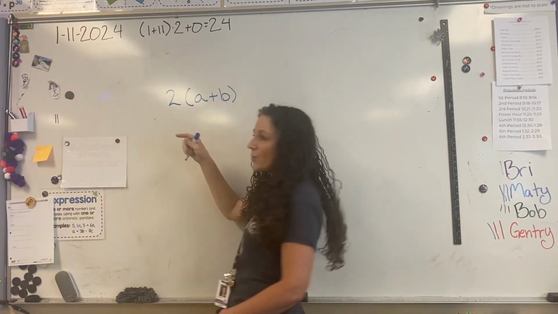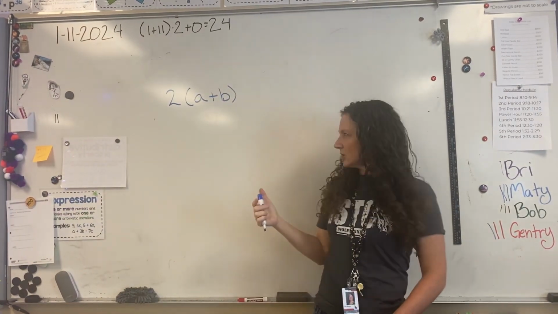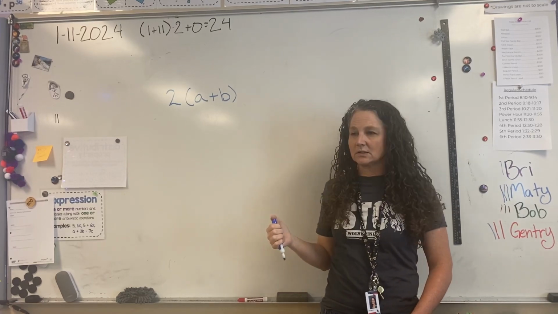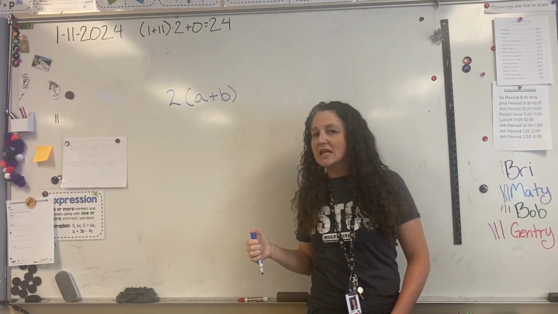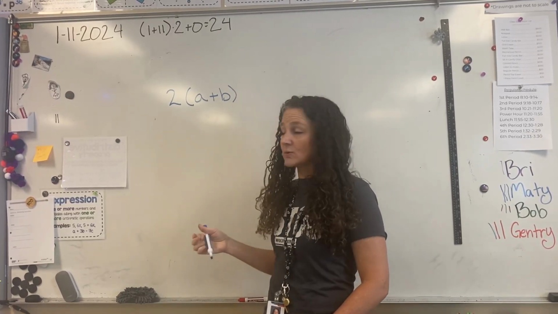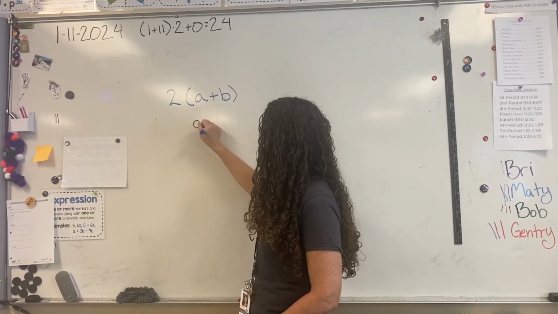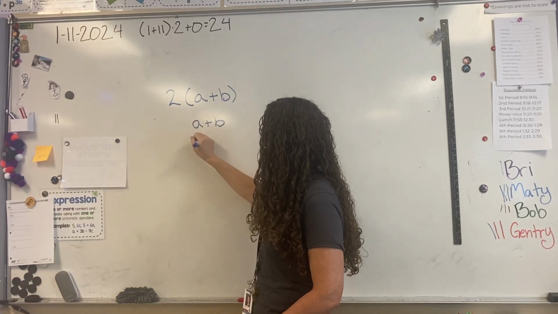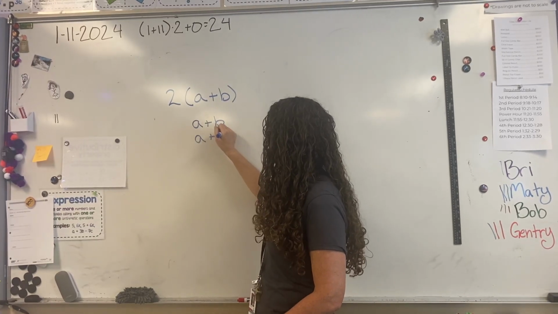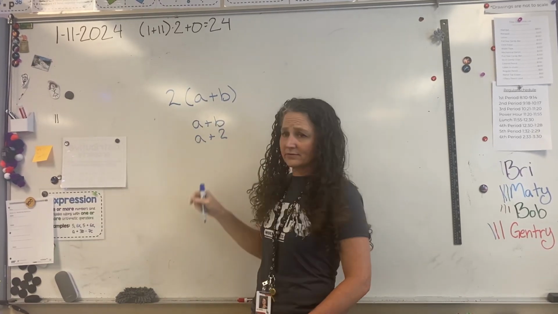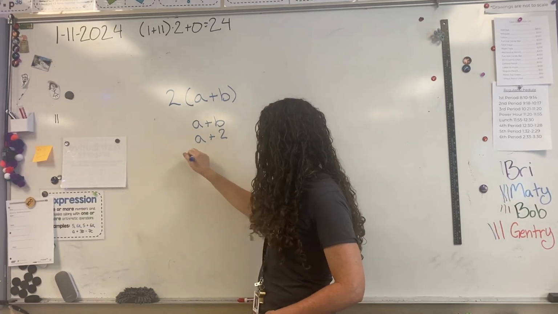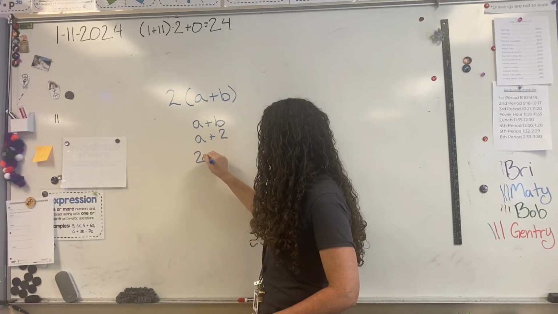Well, when we multiply something, what are we really doing? We're just adding. We're just adding quickly because we're kind of lazy. So we have A plus B twice. How many A's do I have? 2. So I have 2 A's. How many B's do I have?